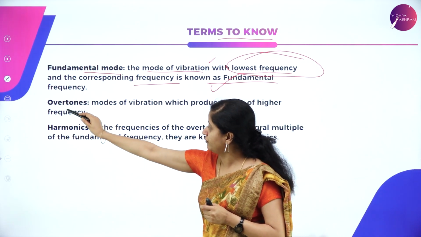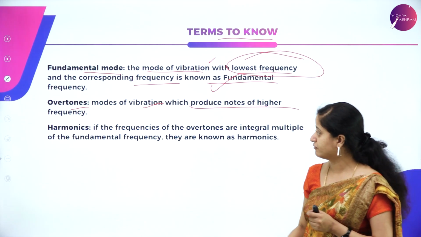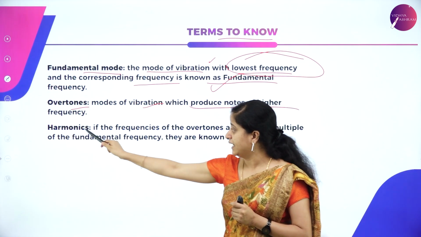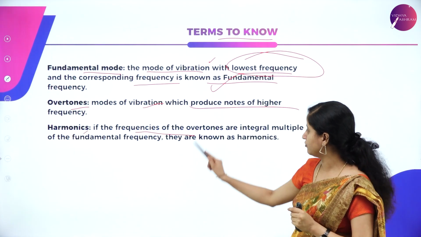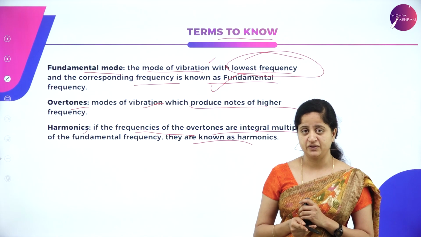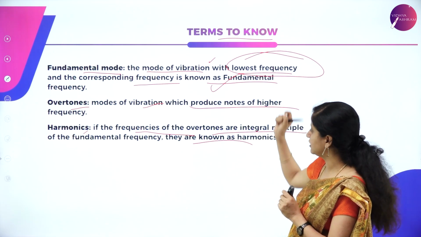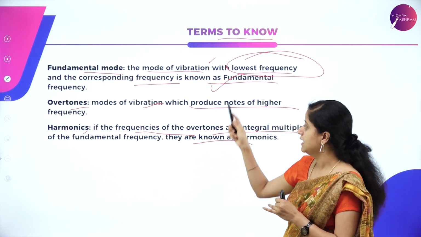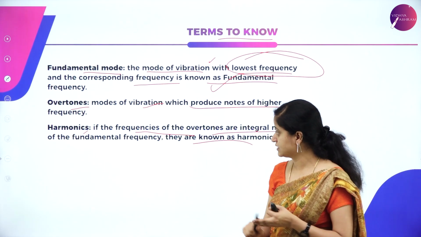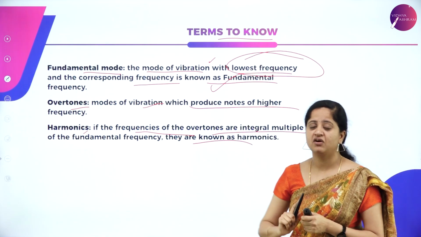Then what is the meaning of overtones? Overtones are nothing but the modes of vibration which produce notes of higher frequency. The notes of higher frequency are called overtones, and if the frequencies of overtones are integral multiples of the fundamental frequency, they are called harmonics. So basically the lowest mode of vibration or the lowest frequency is called the fundamental frequency, the vibrations which produce notes of higher frequency are called overtones, and the frequencies of overtones which are integral multiples of the fundamental frequency are called harmonics.